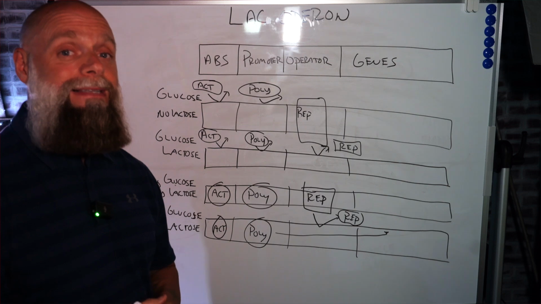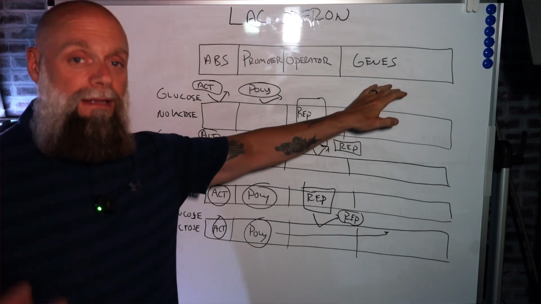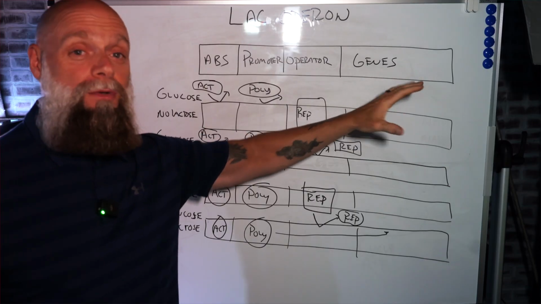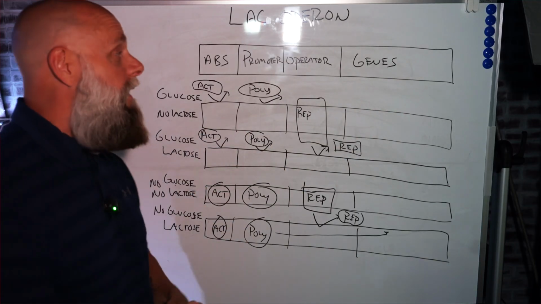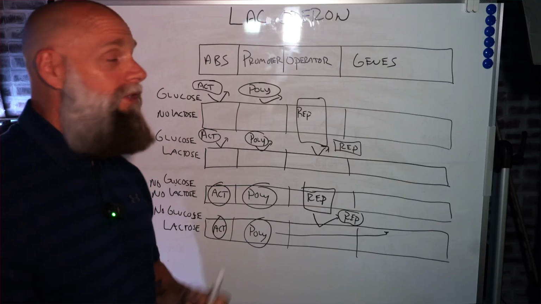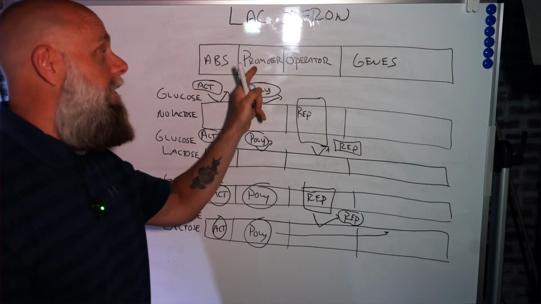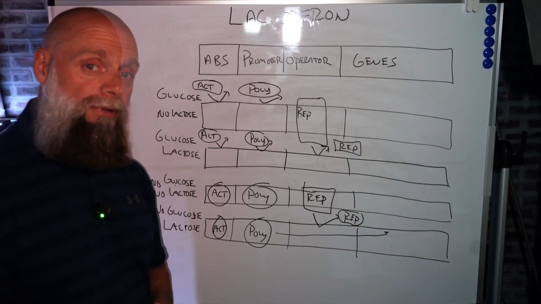So an operon consists of the genes. In the lac operon, there are multiple genes. For simplicity here, I just put genes here. So you've got the coding region, and then you have the control region, which consists of our activator binding site, something we've already learned about, promoter, and operator.